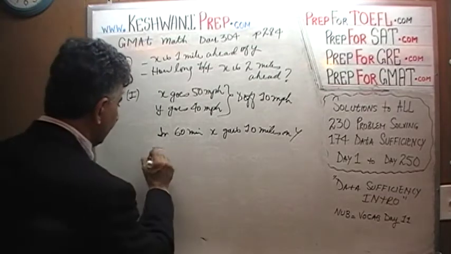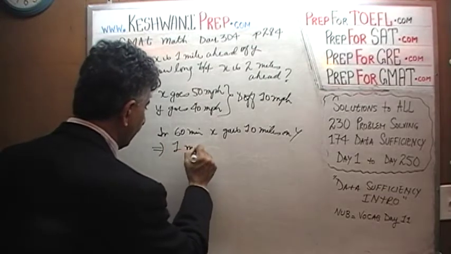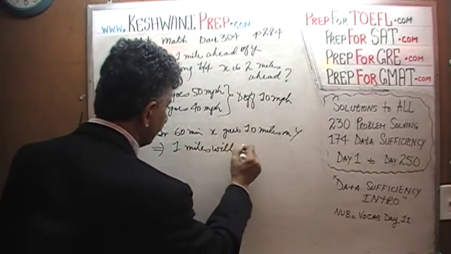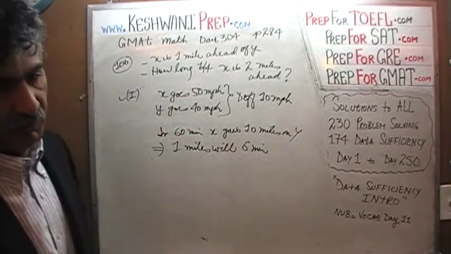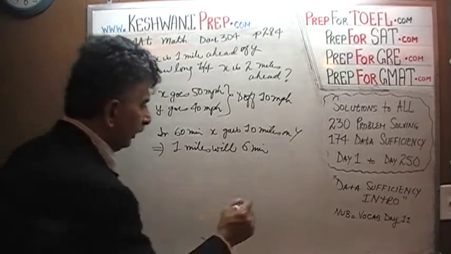This implies that one additional mile will take 6 minutes. The first statement does the job quite nicely. This was a quite straightforward question.